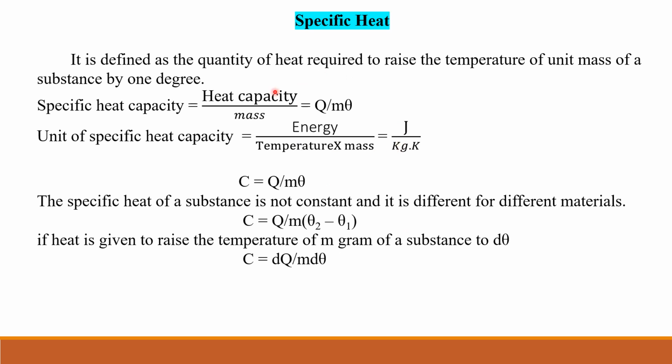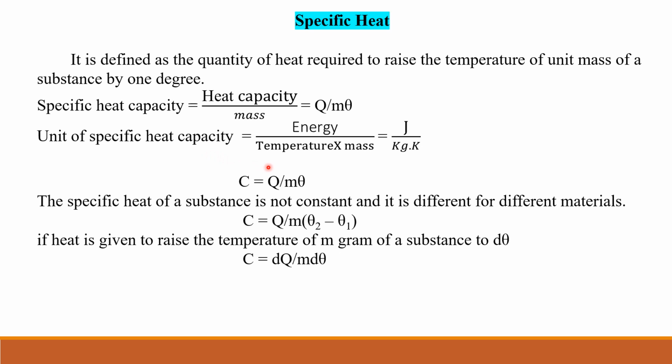Next, specific heat. How do we define the specific heat? Specific heat is defined as the quantity of heat required to raise the temperature of unit mass of the substance by 1 degree. How much heat is required to raise the temperature of 1 kilogram of the substance by 1 Kelvin? That heat is called the specific heat. Specific heat is given by heat capacity by mass, Q by m theta.